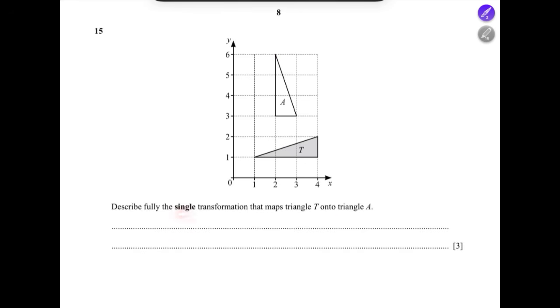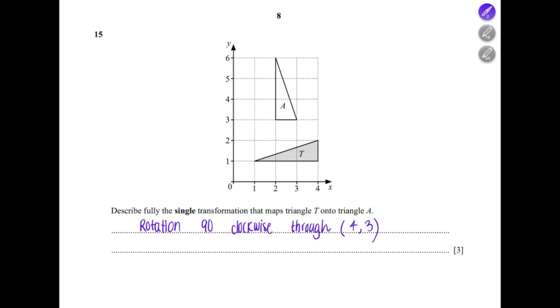Fully describe the single transformation that maps triangle T into triangle A. Okay, so you can notice this triangle has rotated clockwise 90 degrees, because it was like this, and now the base is exactly rotated 90 degrees. Rotation 90 degrees clockwise through (4, 3). Now how can you find that it is (4, 3)?